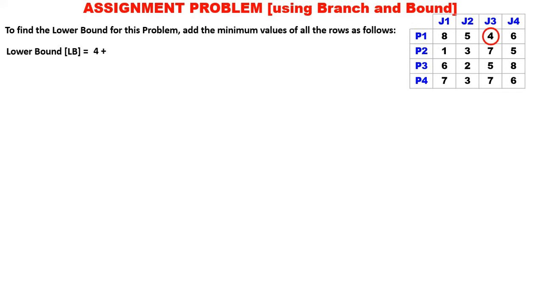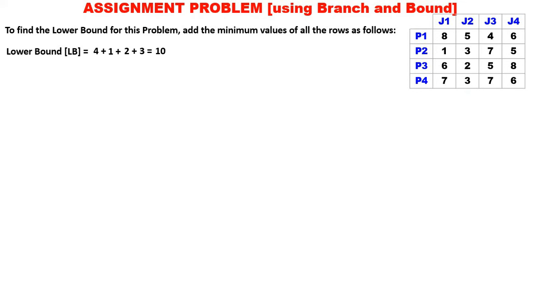Second row, 1, 3, 7, 5. What is the minimum value? 1 added to the lower bound. Third row 6, 2, 5, 8, what is the minimum value? 2 added to the lower bound. Fourth row 7, 3, 7, 6, what is the minimum value? 3 added to the lower bound. So what is the value you get for lower bound?